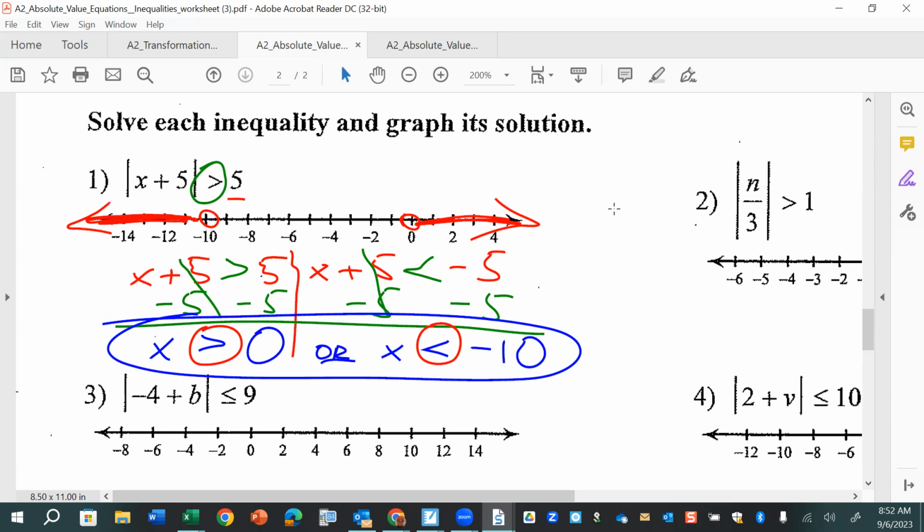Absolute value graph. Don't forget the arrowheads, because it keeps going. Good? Good, good, good. Okay. So now you know how to do those. Isolate, split it, solve, and then you got your rules to give me a quick sketch on that. All right. Now, yes. Why are the arrows going to the right line, not like inside?